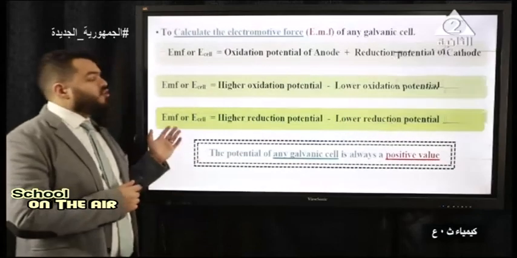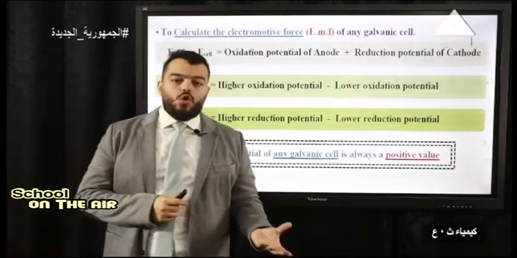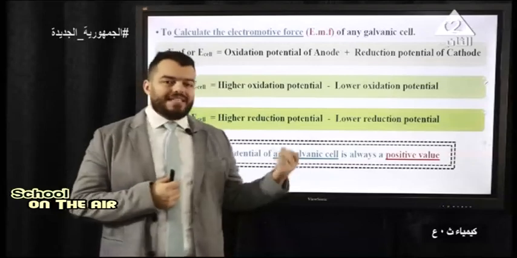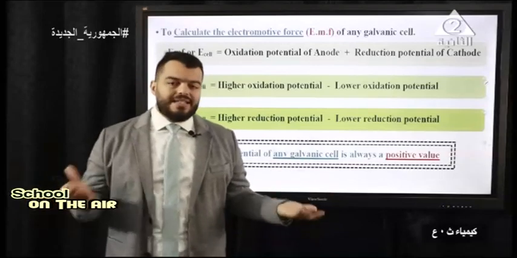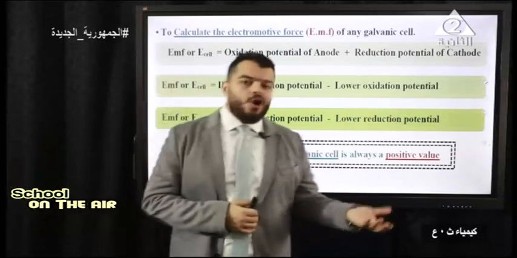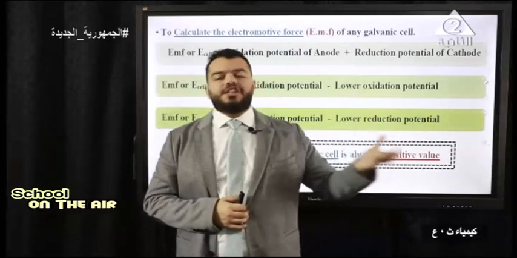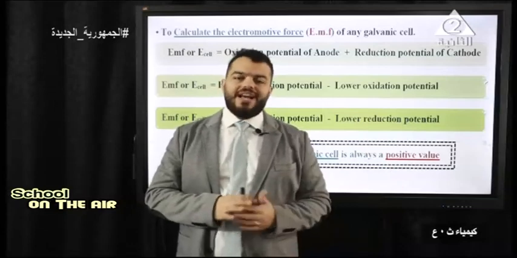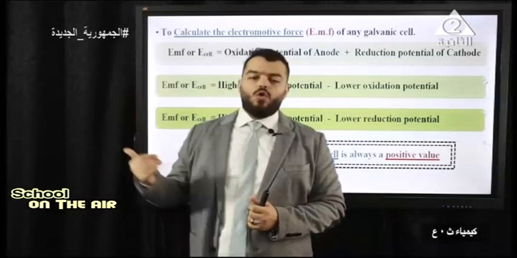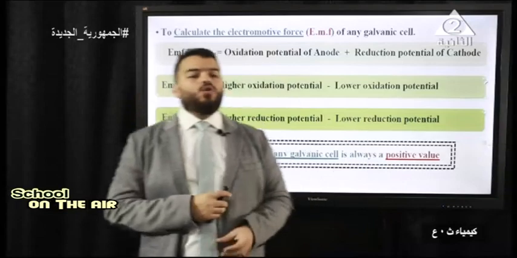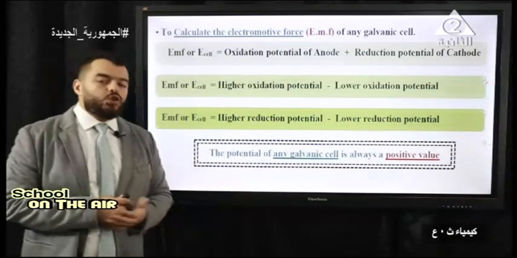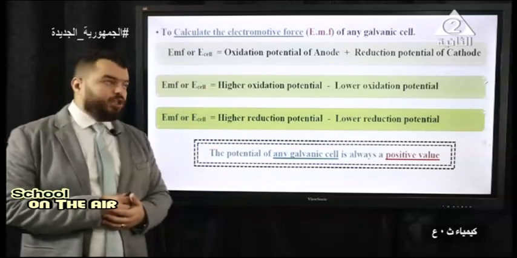Okay, after that you were able to know from the last session why we chose the zinc to be the anode and the copper to be the cathode. Because zinc has the higher oxidation potential, so it has the highest ability to be oxidized, and the copper has the low oxidation potential, so it has the higher reduction potential and the higher tendency to gain and to be reduced.